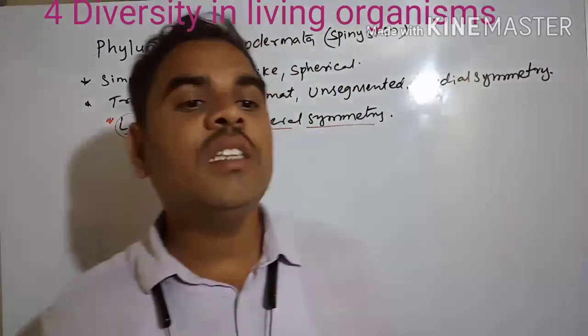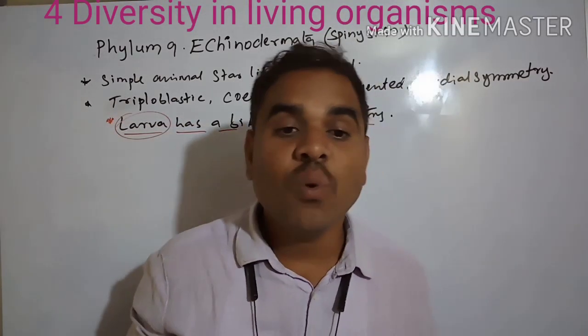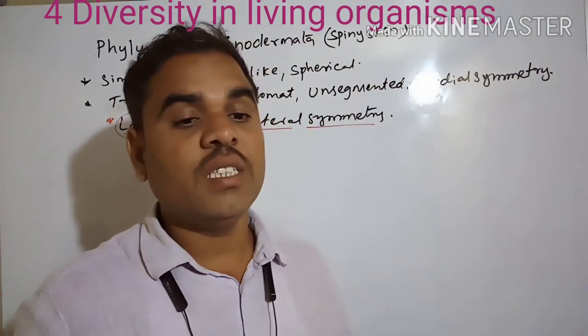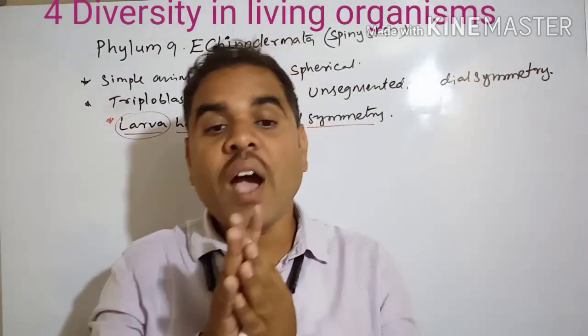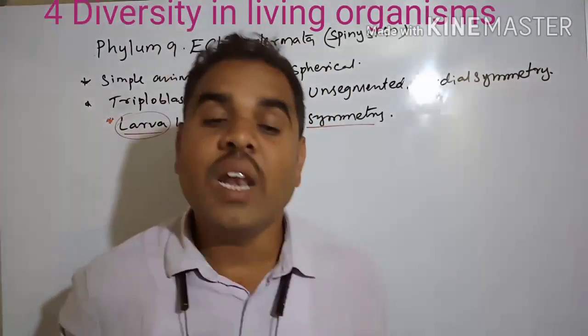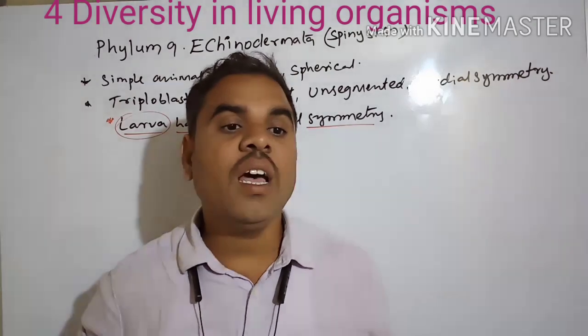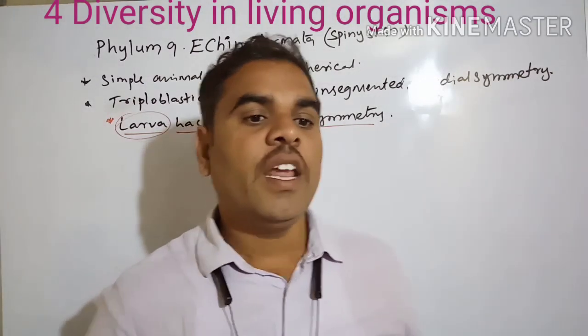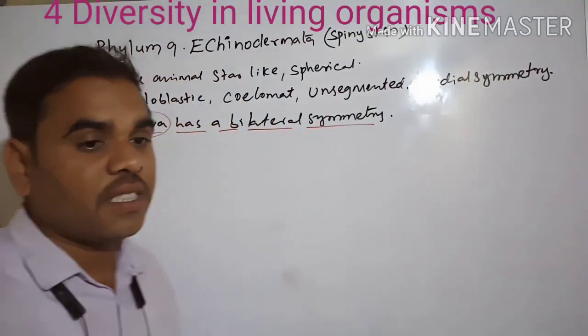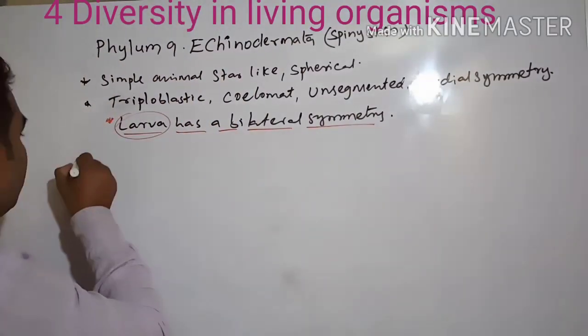They lack a head but have an oral and aboral surface. They have 5 radial areas called ambulacra. Next, the body is covered with spiny hard calcareous plates.